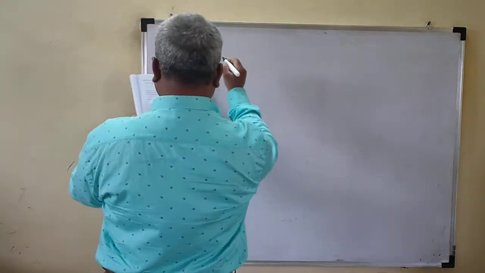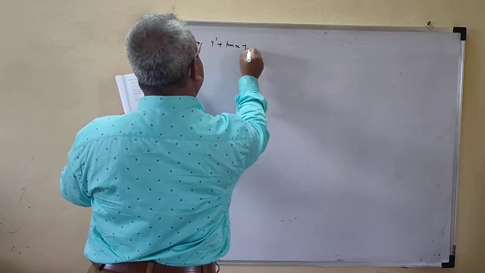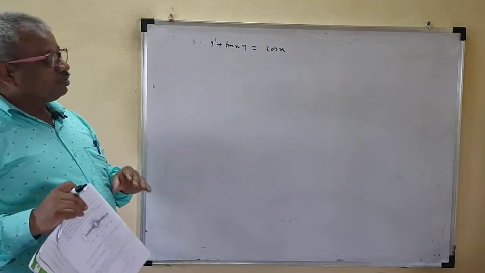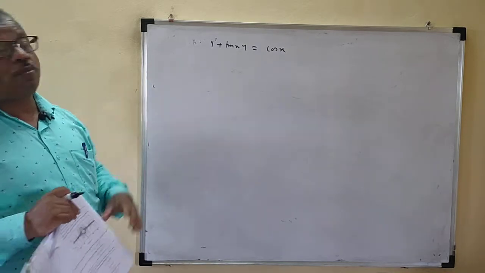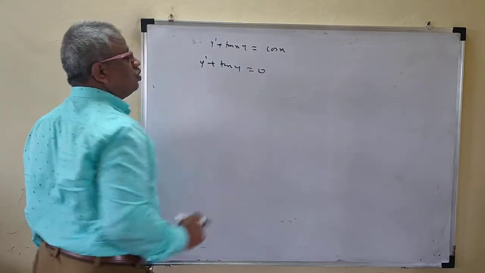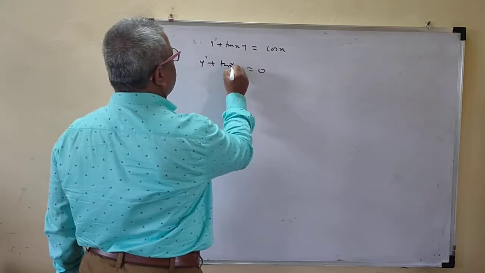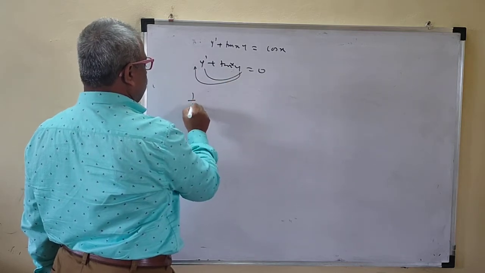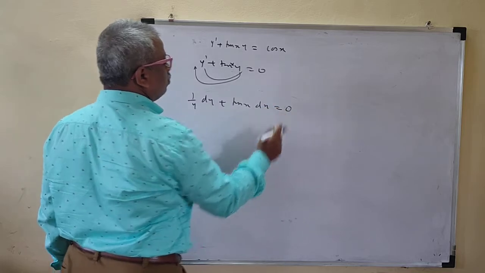Okay, so the solution of the complementary equation. Suppose y prime plus tan x y is equal to cos x. This is a linear differential equation. We want the general solution of the complementary equation. So your complementary equation is y prime plus tan x into y is equal to 0. So you have to shift y here and dx here. So this is 1 by y dy plus tan x dx is equal to 0.